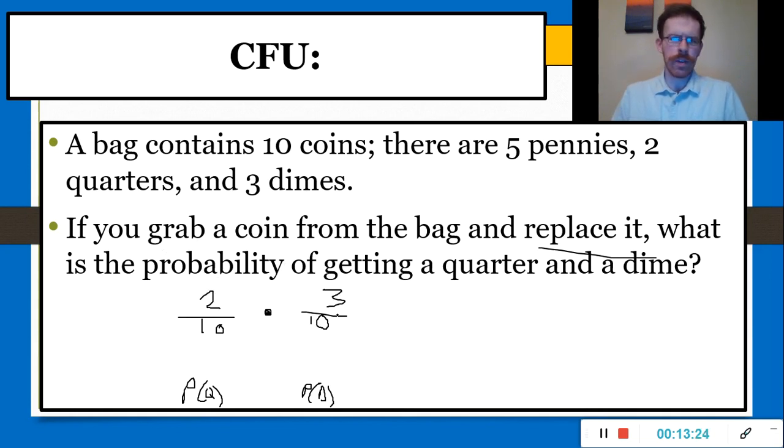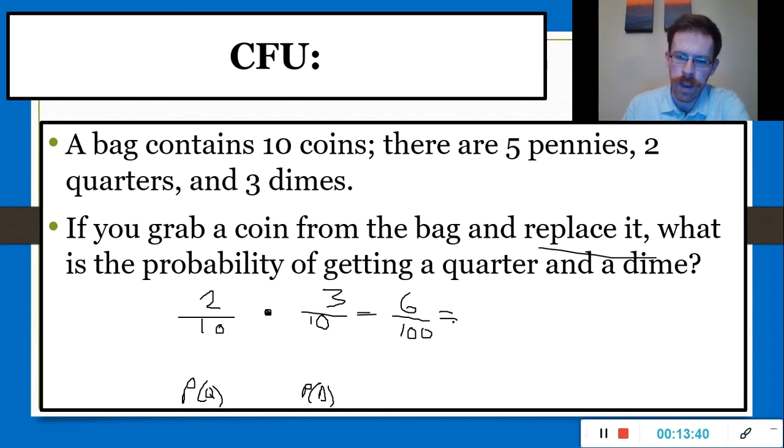So how many quarters are there? Well, there's 2 quarters. And if you want to simplify these before you do your multiplications, it's totally fine, that's up to you. I don't think it's necessary. There goes one of my cats. And so 2 times 3 gives me 6. 10 times 10 gives me 100. If I want to simplify that, I have to divide both sides by 2. Numerator would become 3. Denominator would become 50, and that is your simplified fraction.